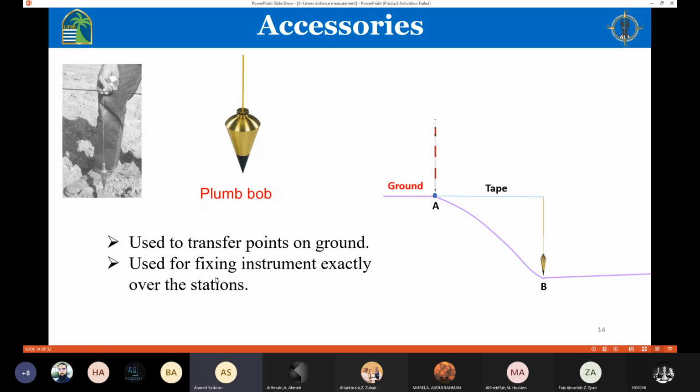So it's used for fixing an instrument exactly over the station. So here we can know exactly this point is corresponding to that point on the ground.